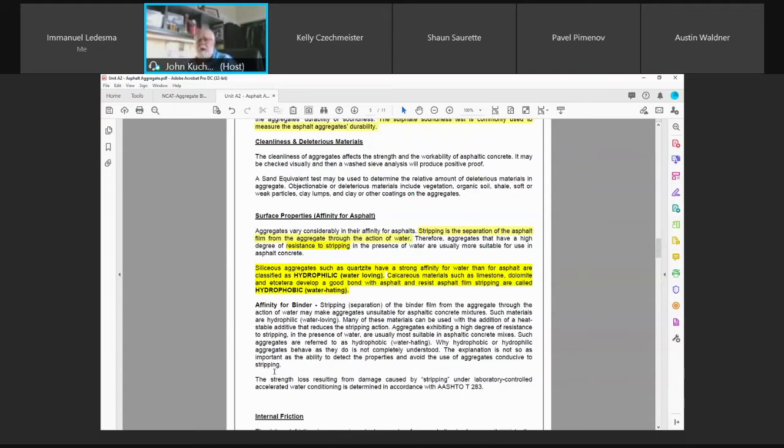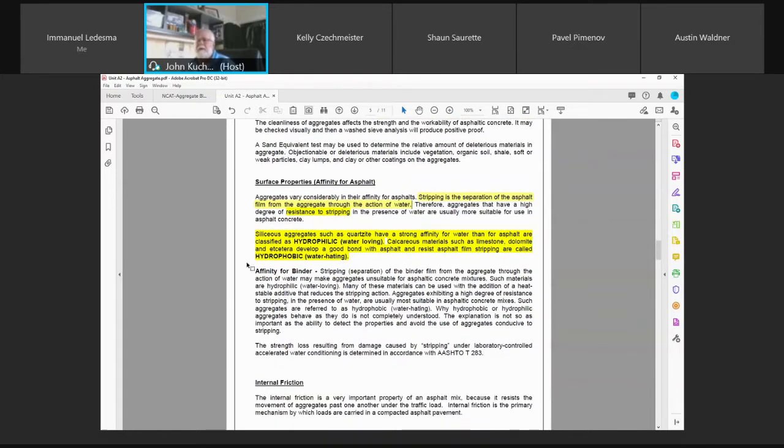It's a good way to dry stuff. If you add a little bit of lime into your mix, it hopefully will control stripping if your aggregate is prone to stripping. It's the separation of the asphalt cement film coating from the aggregate through the action of water. Therefore, aggregates that have a high degree of resistance to stripping in the presence of water are usually more suitable for use. Obviously, you want one that will resist that action of water separating the asphalt cement.